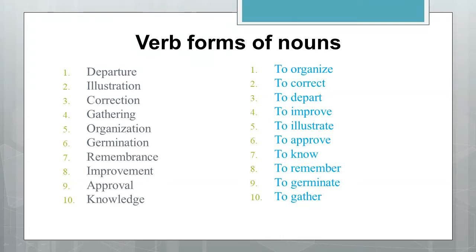On the other side of these nouns, you are given 10 verbs, and you will match these 10 verbs to their nouns. Find the verb to departure. It's at number 3, to depart. The act of leaving. What's the difference between nouns and verbs? A noun is the name of something, name of anything, and a verb is the name of an action. So departure is a noun and its verb is to depart.